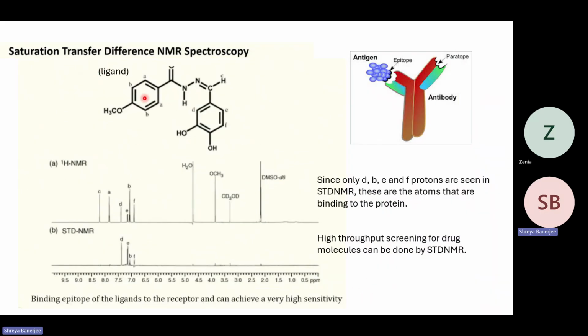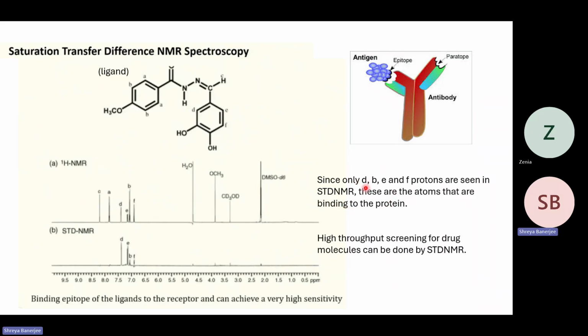We will look at experimental spectra now. So this is your ligand. This is 1H NMR in the control. That is all the peaks that are observed before we are doing any saturation. So this is the 1H NMR of the ligand. After the saturation, we are only observing D, E, B, and F. Since only these peaks are being observed, these are the atoms that are binding to the protein.